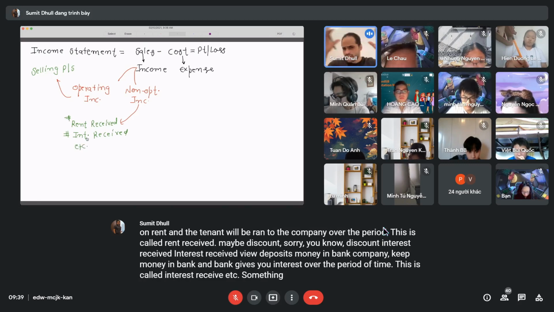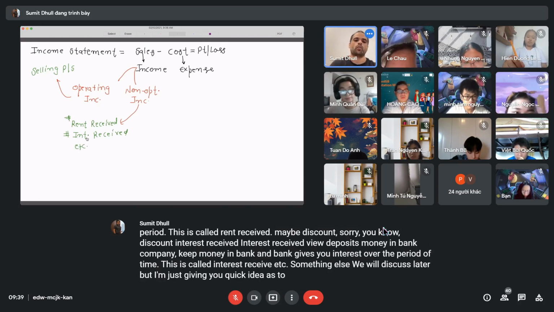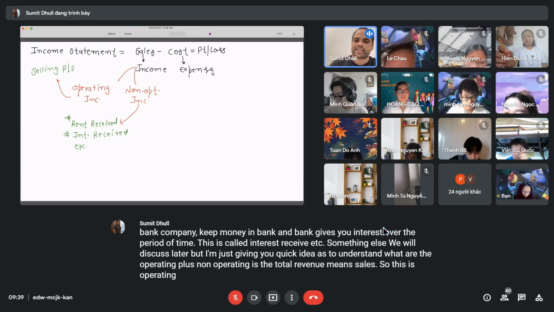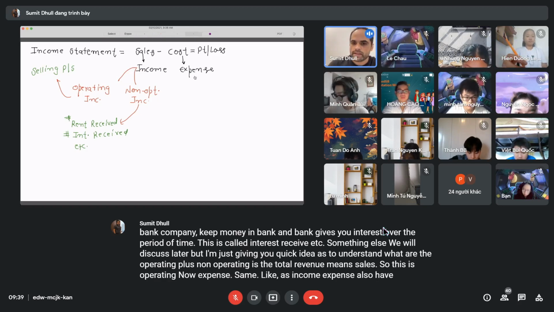Something else we will discuss later, but I'm just giving you quick ideas to understand. Operating plus non-operating is the total revenue. Revenue means sales. So this is operating. Now expense. Same as income, expense also has two types of expense.